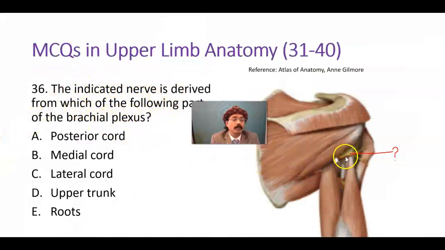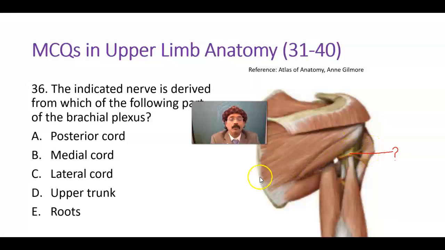This is the nerve. Okay, what is this nerve? This is a nerve passing out, transmitted through the quadrangular space, supplying what muscle? The deltoid muscle and also the teres minor muscle. What is the nerve? The axillary nerve.